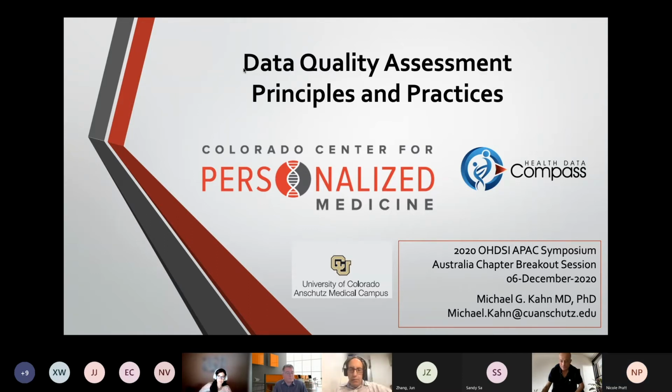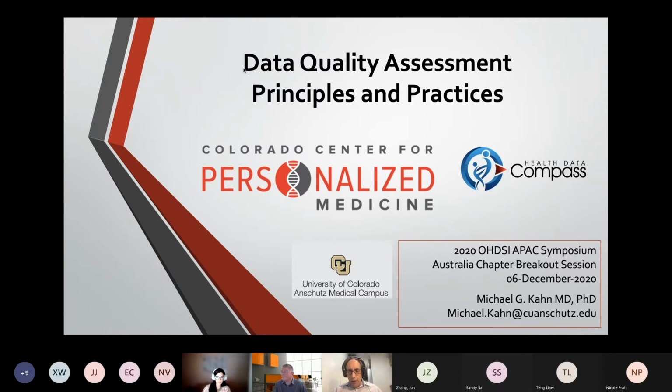Thank you for the opportunity to speak at the conference. I am Michael Kahn. I'm an emeritus professor at the University of Colorado at Anschutz Medical Campus. The work that I'm presenting has been done at the Colorado Center for Personalized Medicine, which is the location where we bring together clinical and genomic data to develop models for personalized care. I run the Health Data Compass data warehouse, which brings together clinical, genomic and epidemiological data to support those activities. And the work that I'm going to be presenting really was done in the context of supporting that project.